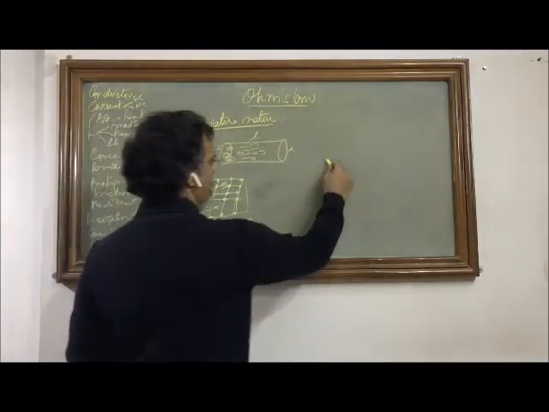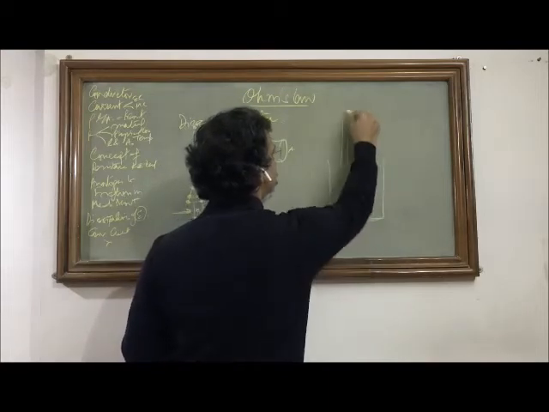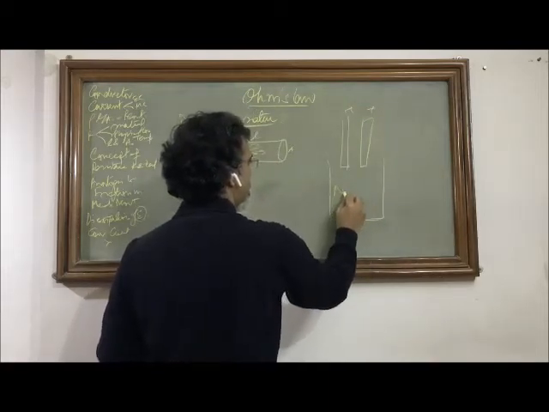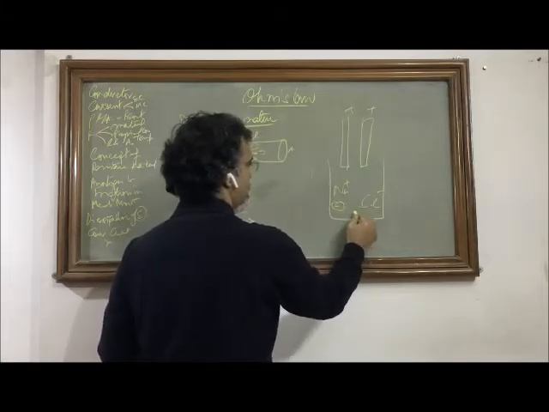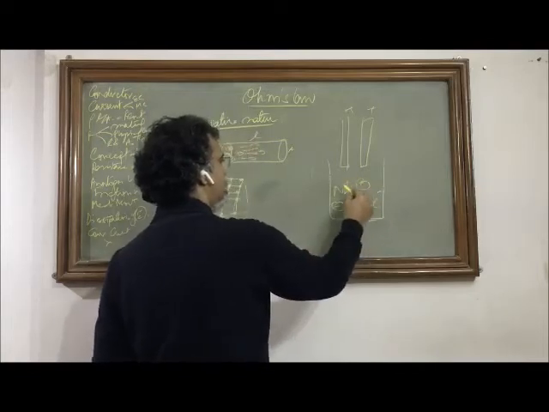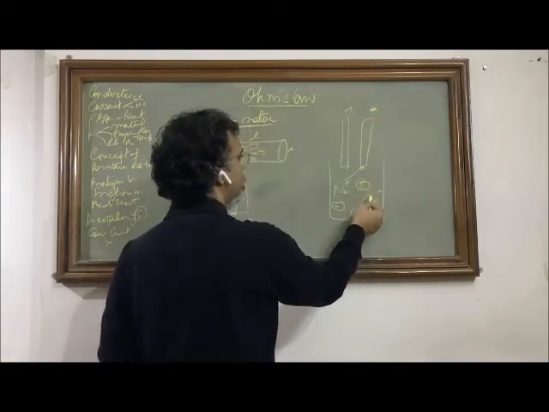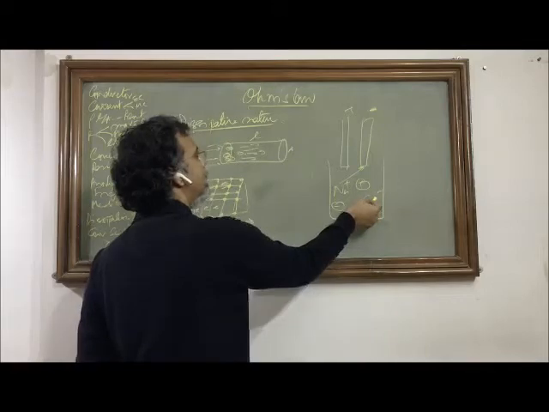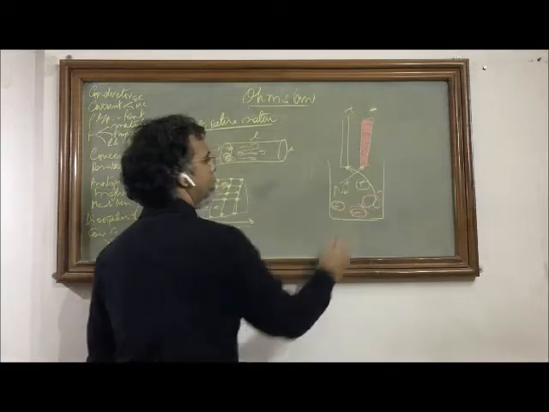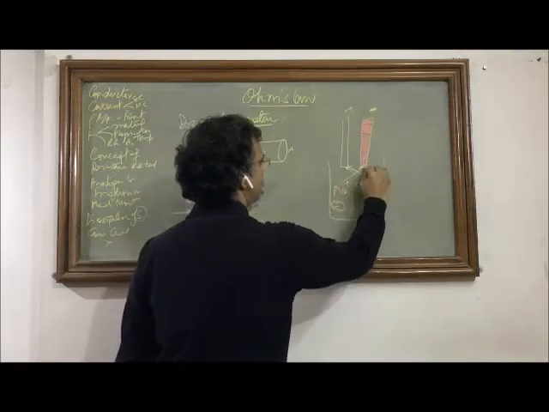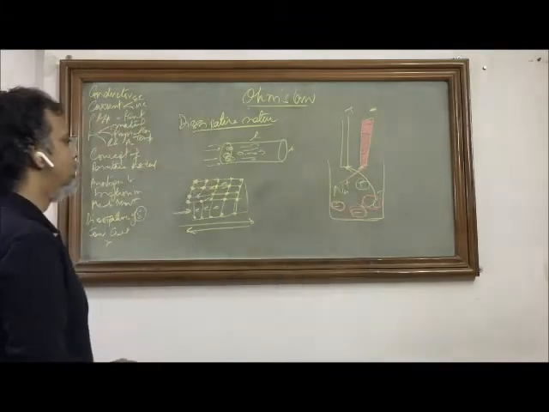Now think of another situation where you have an electrolyte, again provided with two poles. You have sodium cations, chloride anions, a lot of anions and cations, and they are moving towards their respective poles. The positive cations will move towards the cathode and the anions will move towards the anode. So this is your cathode and these are your cations, and the anions will move towards the anode.